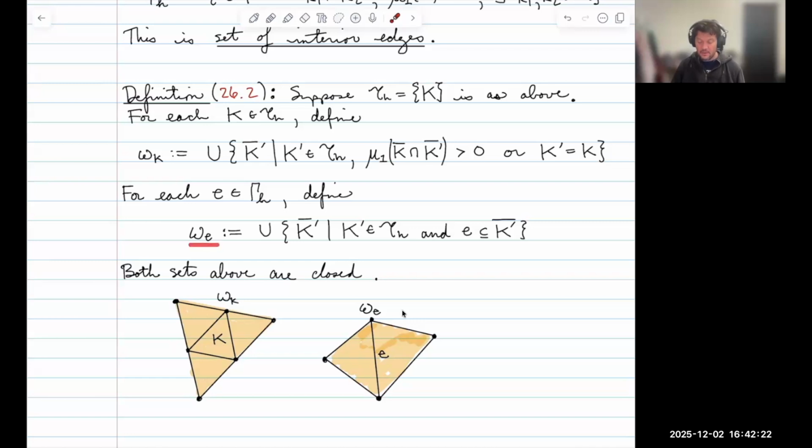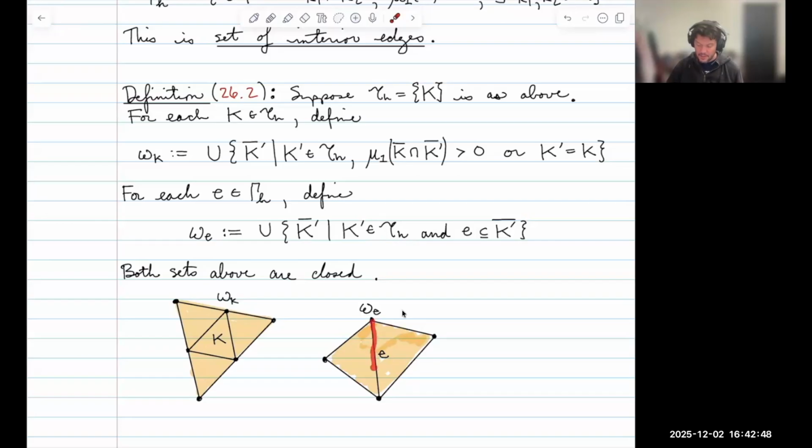We can also enlarge the size of E in an important way. For each edge in the interior edge set, we're looking for the union of the closures of triangles k prime, such that k prime is in the triangulation, and this edge is a subset of the closure of k prime. So let's look at this case here.